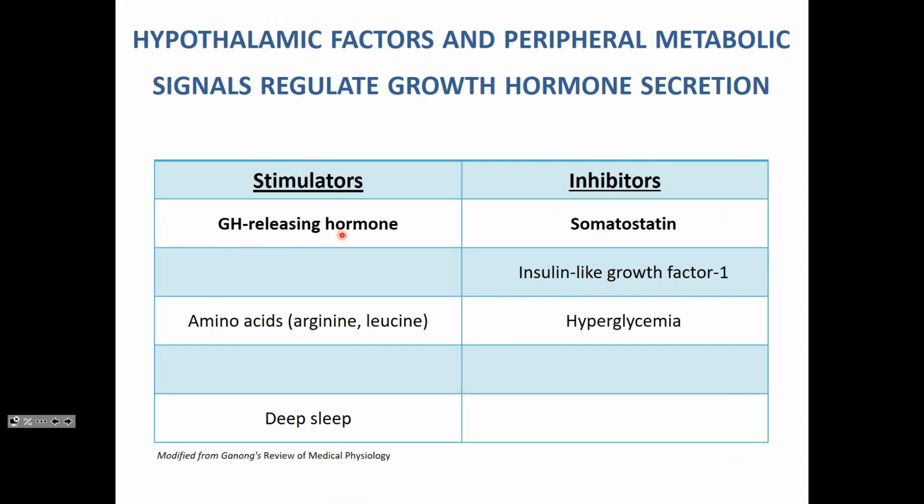What are the main inhibitors and stimulators of growth hormone release? So we talked about growth hormone releasing hormone and somatostatin. The inhibitors also include some input from insulin-like growth factor and hyperglycemia. We talked again about the amino acids stimulating growth hormone, and deep sleep.